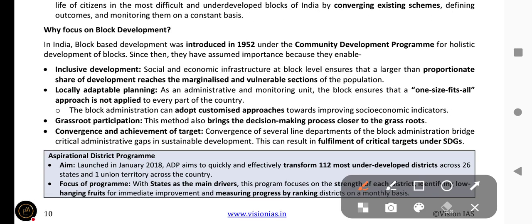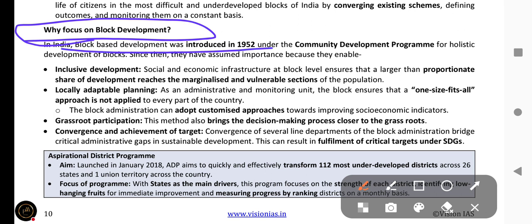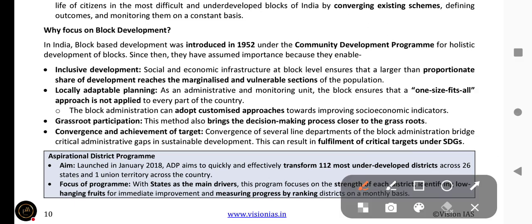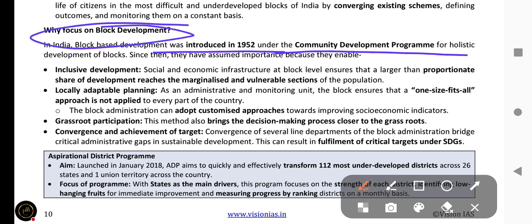And why focus on block development instead of the panchayat level? In India, block based development was not panchayat level. Okay, so that was incorrect, because panchayat is very important along with block program. Block based development was introduced in 1952 under the community development program for holistic development. This is the history of block development program.